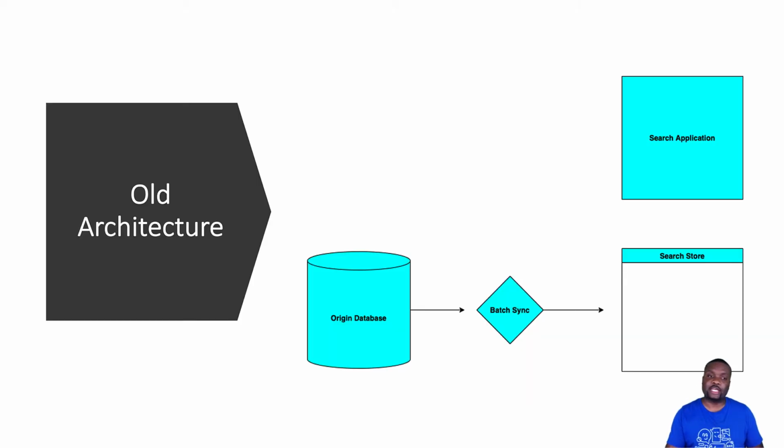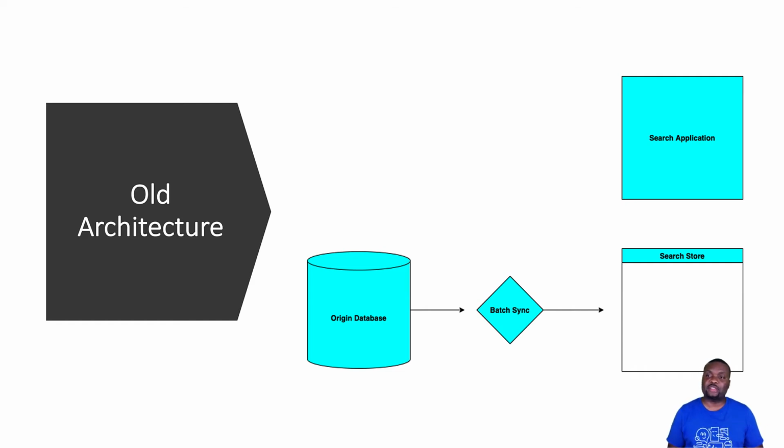In terms of the old architecture, the way things were done in the past is you would pretty much have a batch job that will run maybe once a week, sometimes once a day, sometimes once every hour. But that is not really real time, because sometimes the inventory could have increased, or the records could have been modified during the time that the user is trying to search, and you're not getting exactly what is in the origin store.